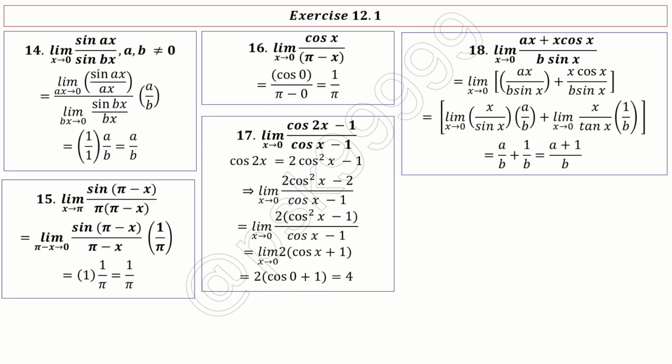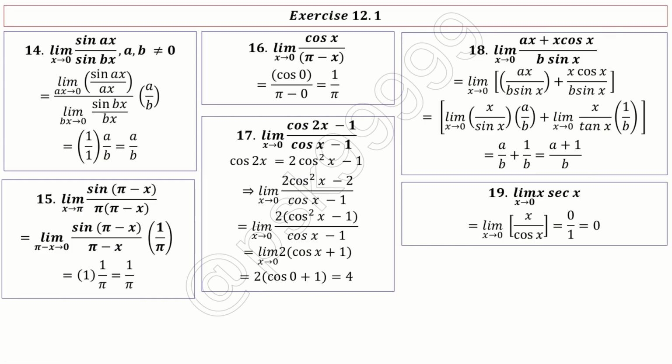Okay, next. I just applied trigonometric rules basically, right? Limit x tends to 0, ax plus x cos x divided by b sin x. Same way, you first split the numerator: ax by b sin x plus x cos x by b sin x. Now the next step is to apply the limit for both the terms separately. In one I have sin x by x and a by b, so this is 1, so this is a by b here. Second term, x by tan x also is 1, as x tends to 0, similar to x by sin x, into 1 by b. So 1 by b is the answer. So a plus 1 divided by b is the final answer.